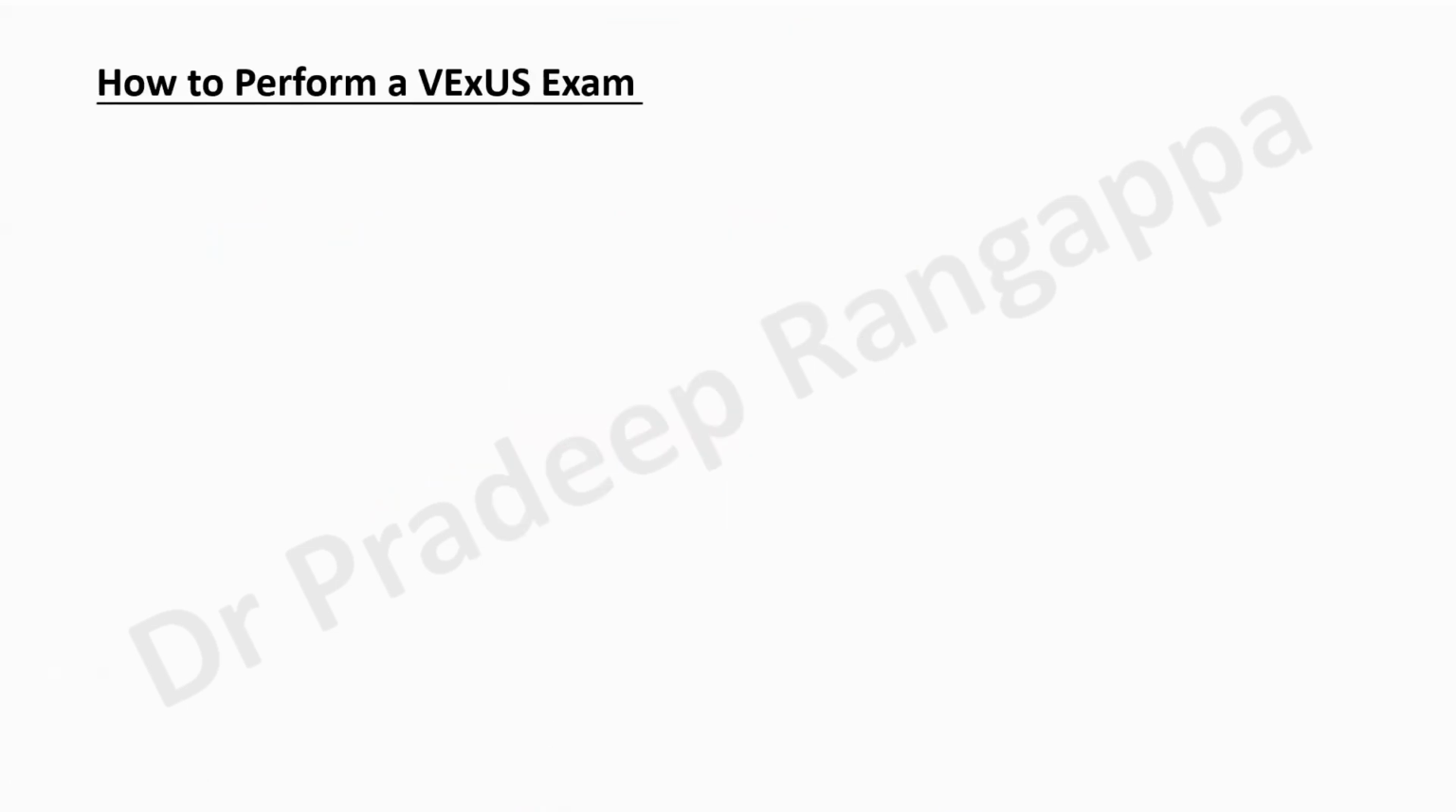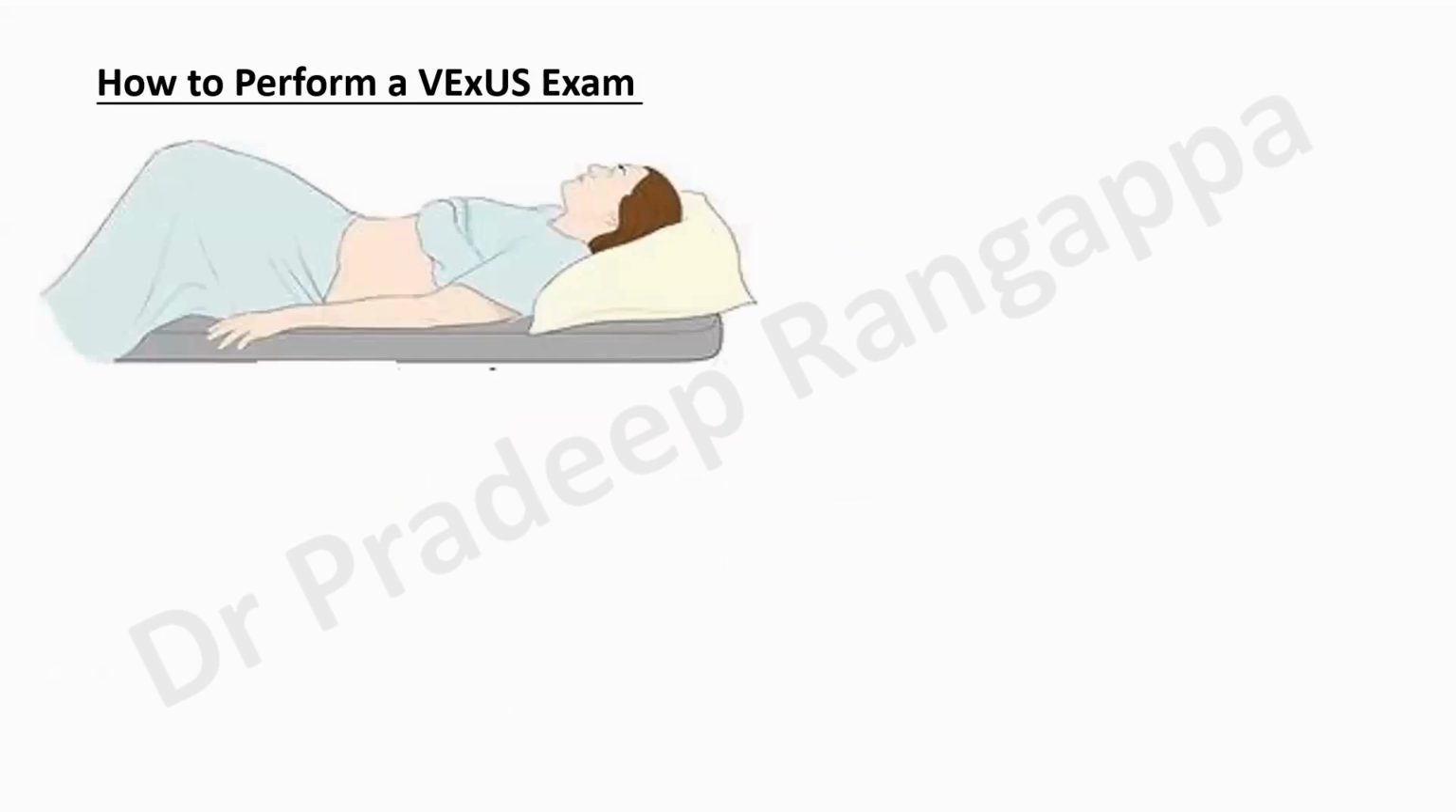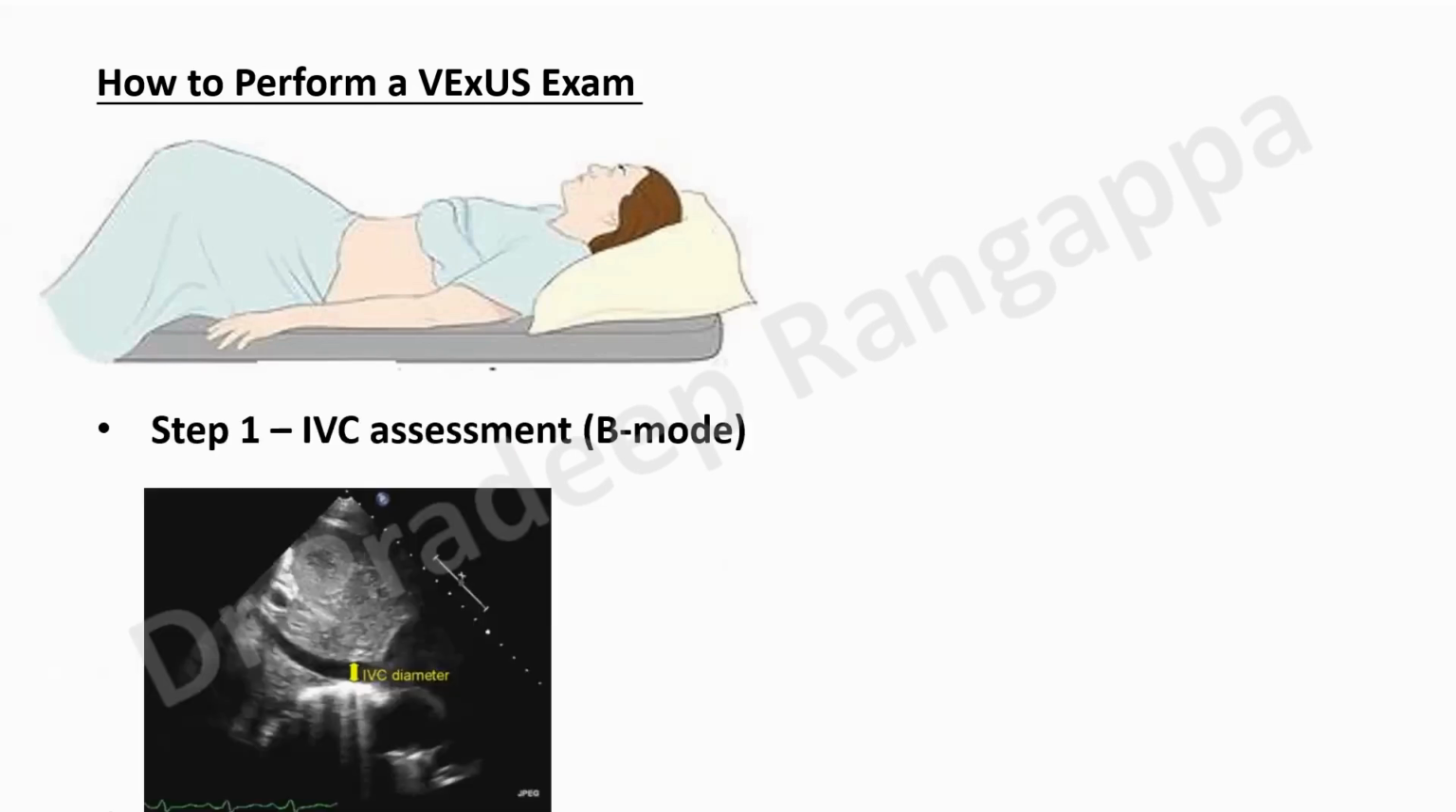Now the question is, very quickly, how we perform a VExUS. The patient has to be lying supine, and most importantly, if you have to open up the hepatic vein and portal vein, position is very important. For all the trainees, ensure that the patient is flexed at the hip and at the knee joint, and preferably they should take a deep breath when the veins open up. So step 1 is you look at the IVC, and I'm sure all of you are experts.